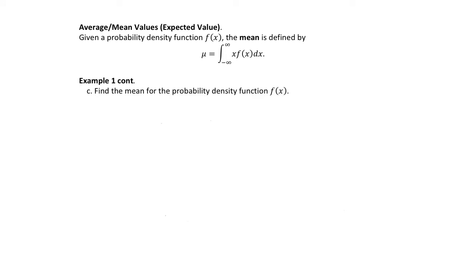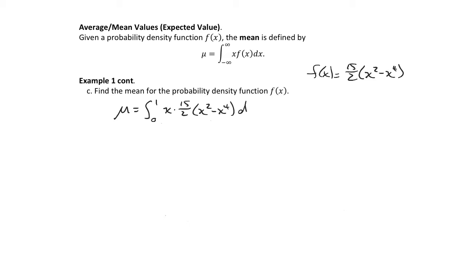Now let's find the average, expected, mean value, whatever you want to call it, for the function that we were playing with before. Remember, it was f of x equals 15/2 of x squared minus x to the 4th when x was between 0 and 1. According to our definition here, it's more of a rule, but it's a definition, the mean value is going to be equal to the integral from 0 to 1, x multiplied by that function, 15/2 of x squared minus x to the 4th dx.